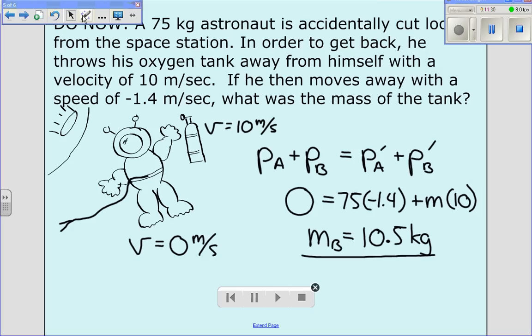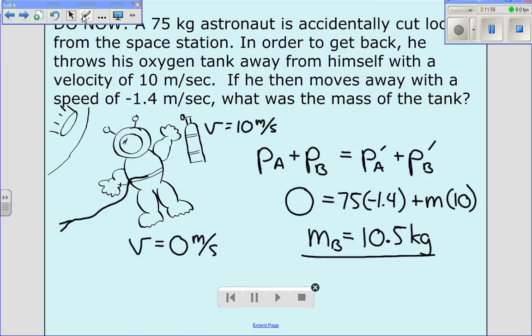Now, one thing I want you to notice is that I don't ever use prime notation when it comes to masses. That's because before the collision and after the collision, the mass is never going to change for the individual objects, so there's no need to use a prime notation to indicate before or after a collision. However, velocities do change before and after a collision, so I will use a prime notation for velocities.